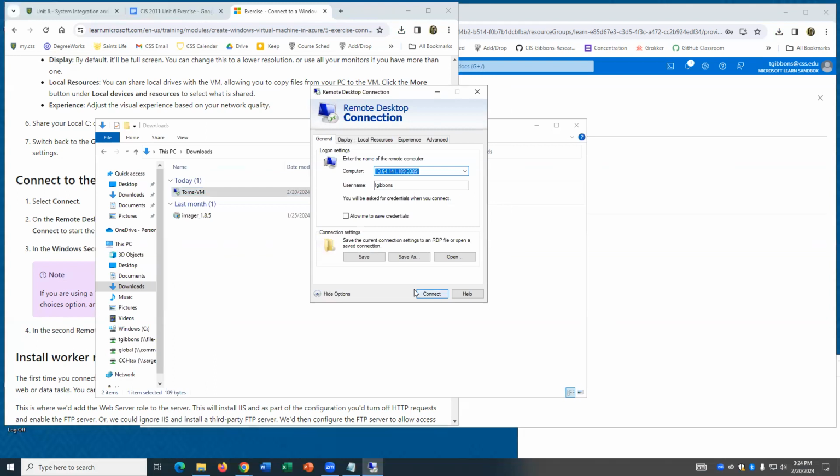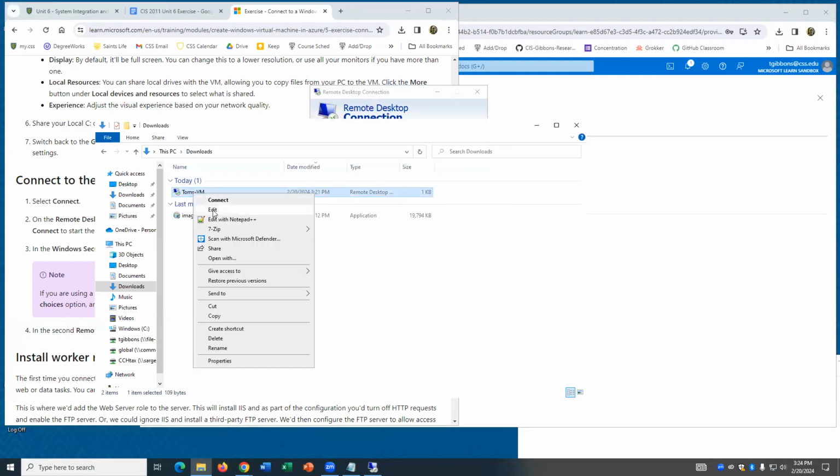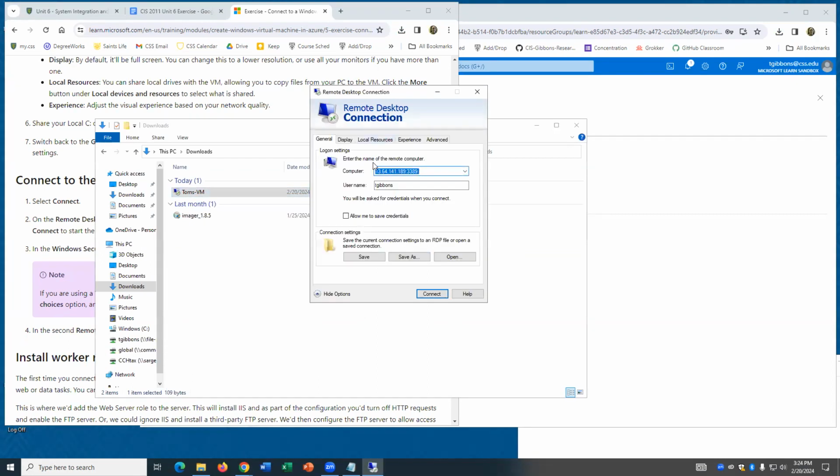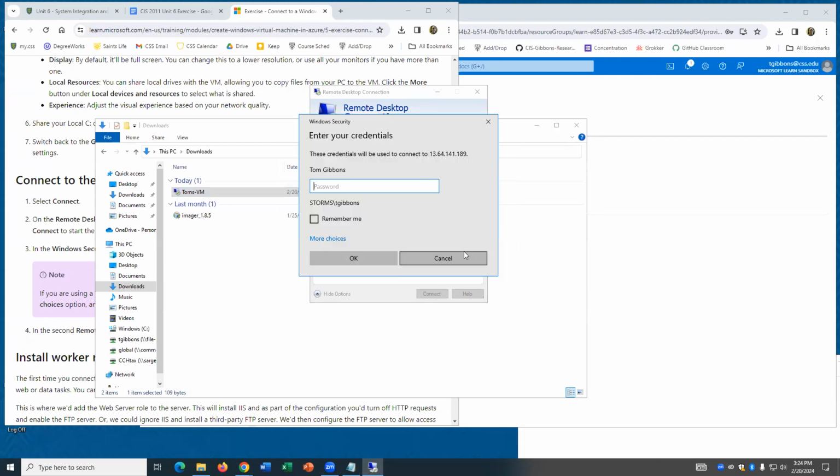Okay, so find it in your downloads file, right click and choose edit. And that'll open it up. It'll list the computer's IP address here. Your login name will be here. And then we can hit connect. And again, this is the first time we're connecting to this remote computer. We can just say, okay, connect.